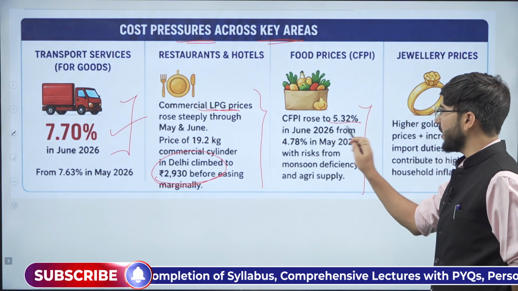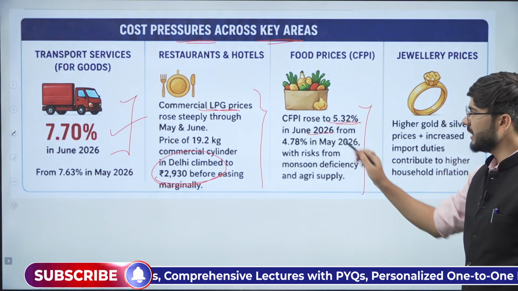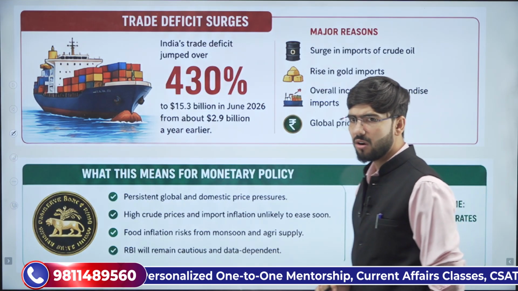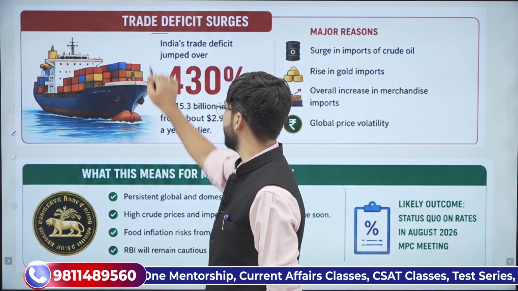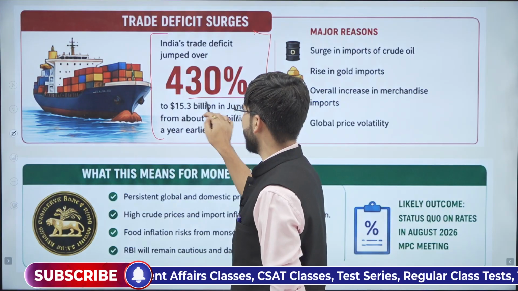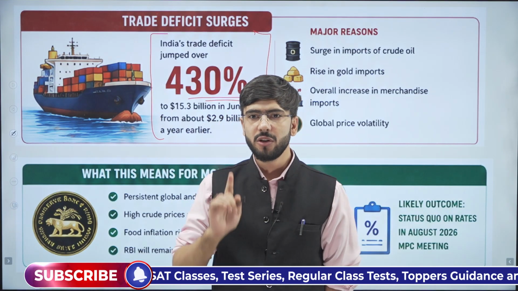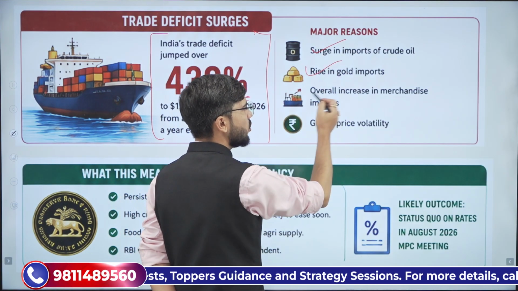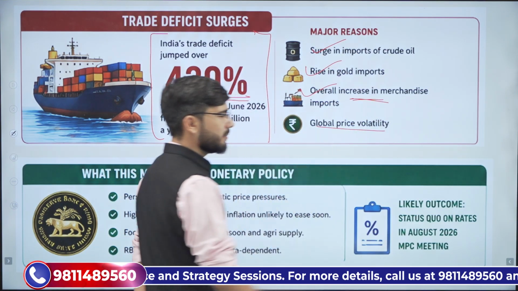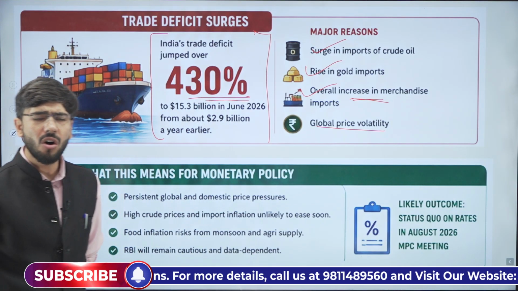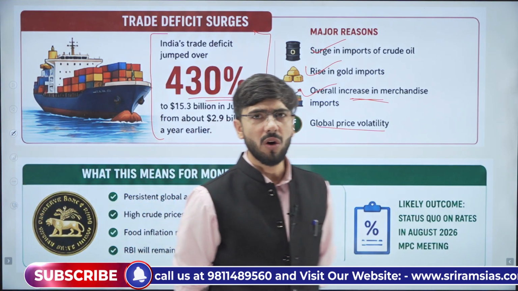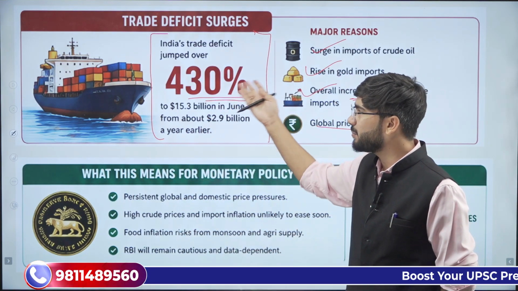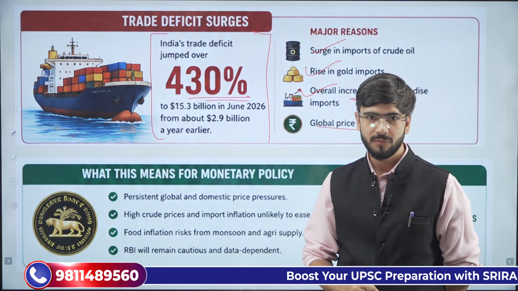CPI has increased to 5.3% in June 2026. Higher gold and silver prices have increased the import duties. All of this has increased our trade deficit, which has jumped by around 430%. Because of the increase in crude oil prices, gold imports and merchandise imports, and because of gold price volatility, all of these things have led to what? Trade deficit. A jump of 430% in the trade deficit of India. Understood?